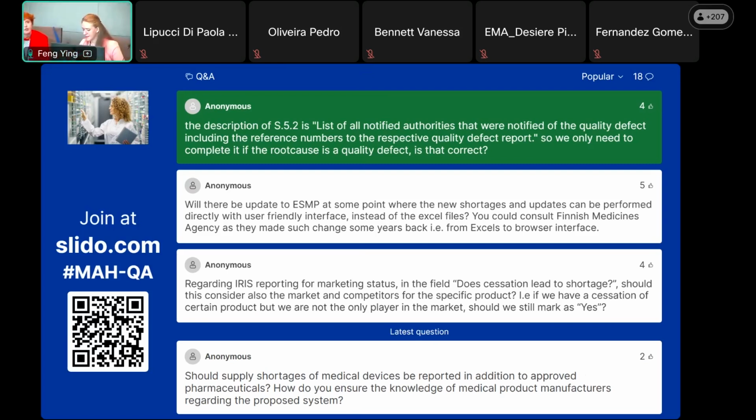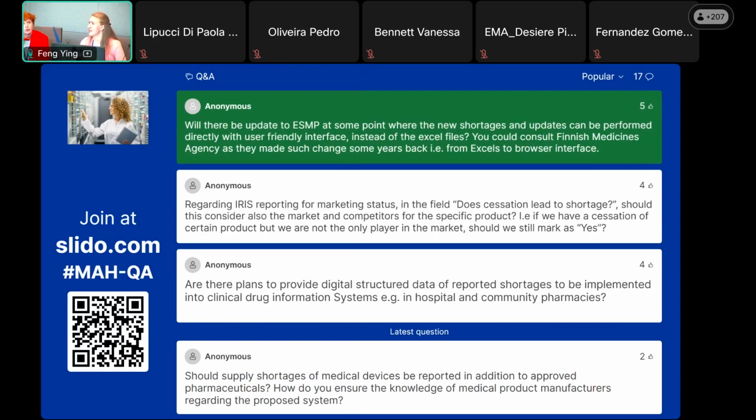Okay, thank you so much. Moving on. Will there be an update to ESMP at some point where the new shortages and updates can be performed directly with a user-friendly interface instead of the Excel files? You could consult the Finnish Medicines Agency as they made such a change some years back, i.e. from Excel to browser interface. I can give this to Sophia again.